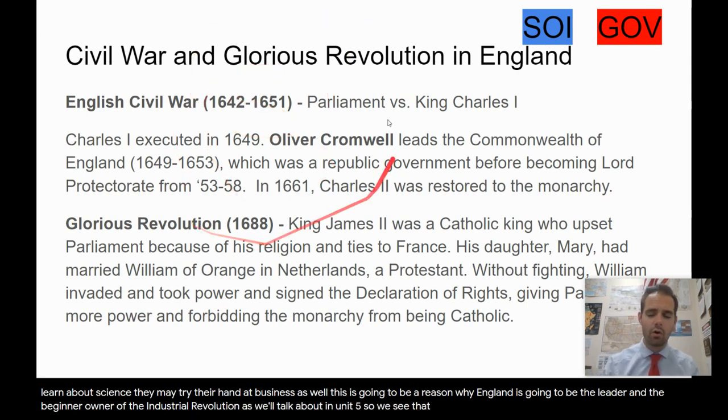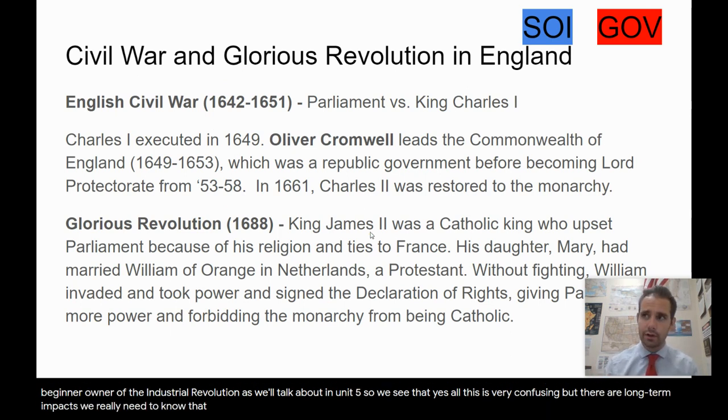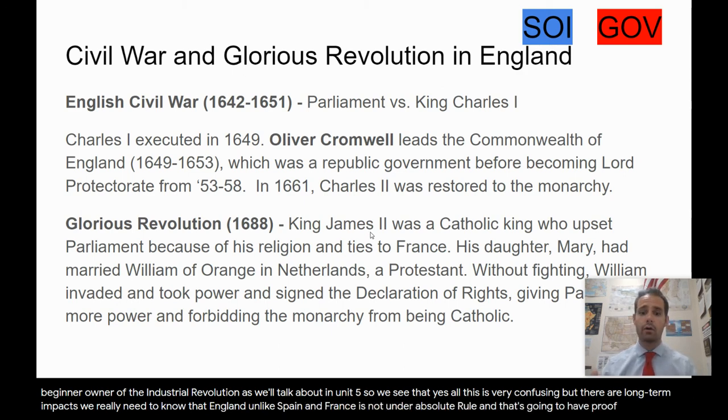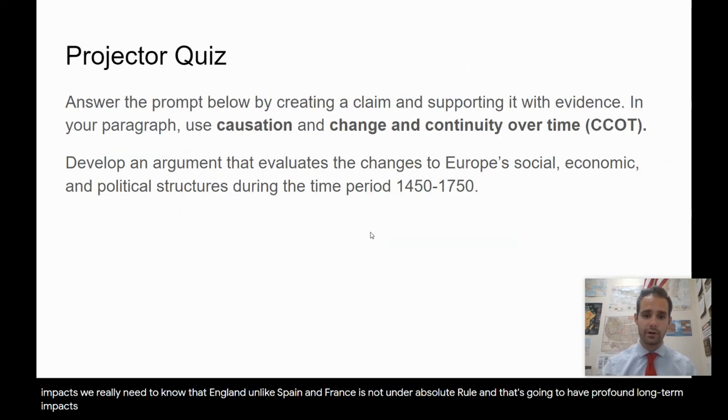So we see that, yes, all of this is very confusing, but there are long-term impacts. We really need to know that England, unlike Spain and France, is not under absolute rule, and that's going to have profound long-term impacts on their society.